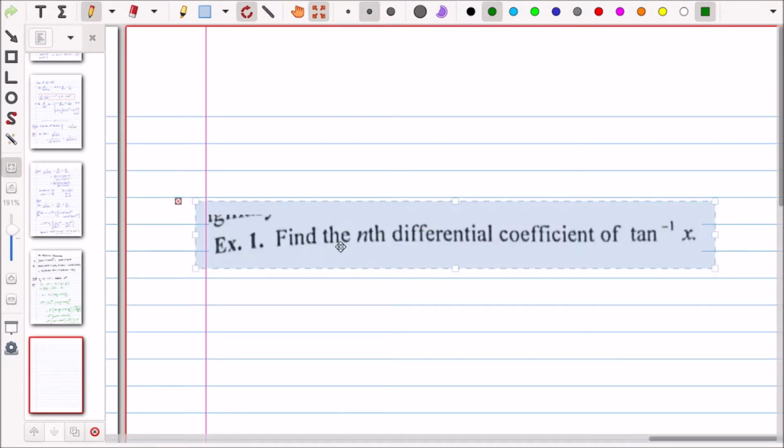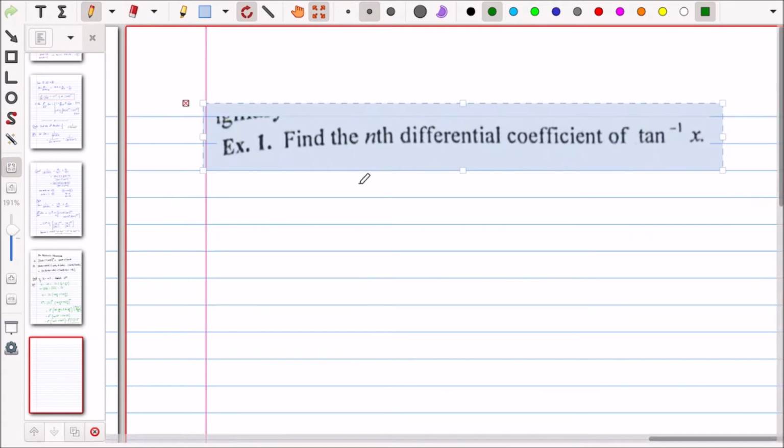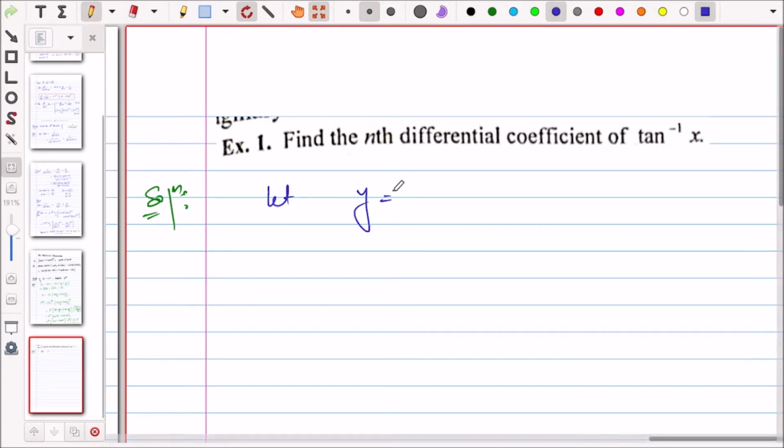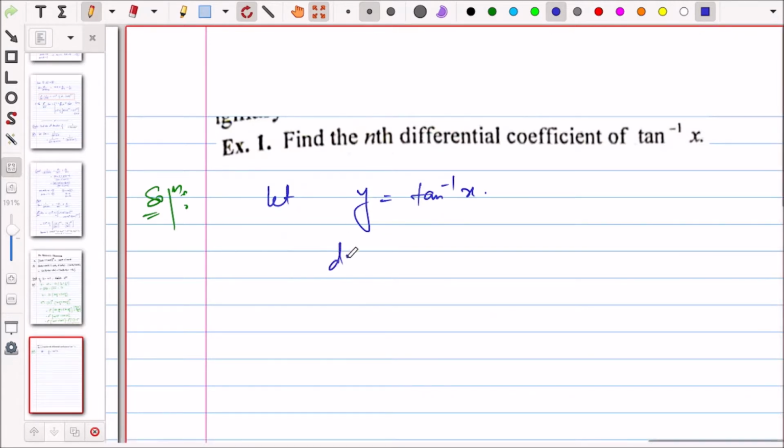Okay. So now let us do this question. Find the nth differential coefficient of tan inverse x. So we will use De Moivre's theorem here to get our desired result. So let y equal tan inverse x, right? So what is dy by dx? One by 1 plus x square.